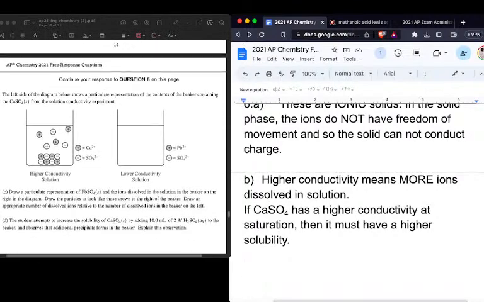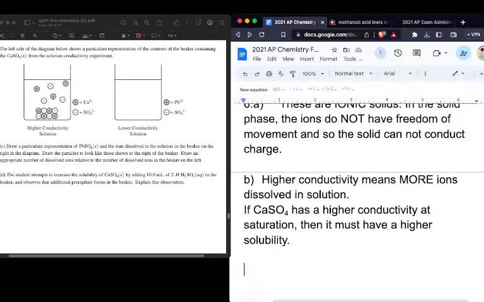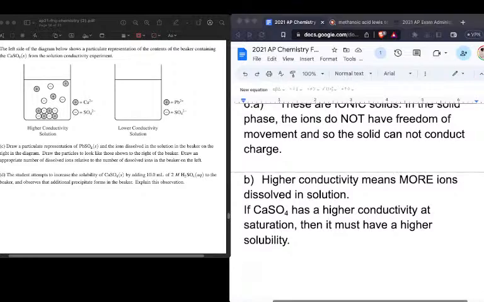The left side of the diagram shows a particular representation of the contents of the beaker containing calcium sulfate. Draw a particulate representation of PbSO4 and the ions dissolved in the solution in the beaker on the right. Draw the particles to look like those shown on the right of the beaker. Draw an appropriate number of dissolved ions relative to the number of dissolved ions on the left. I like that. So this is basically just asking you to draw, are there more or less ions in the solution? And we already agree that lower conductivity means fewer ions dissolved in solution.